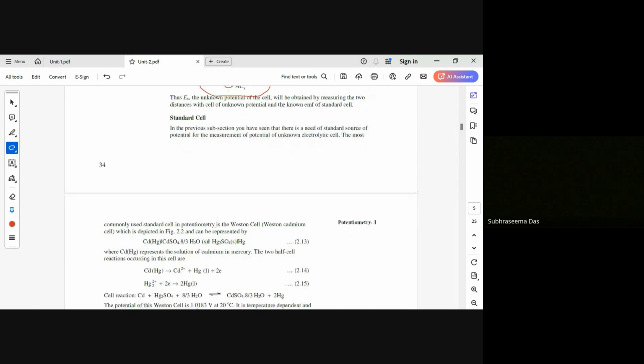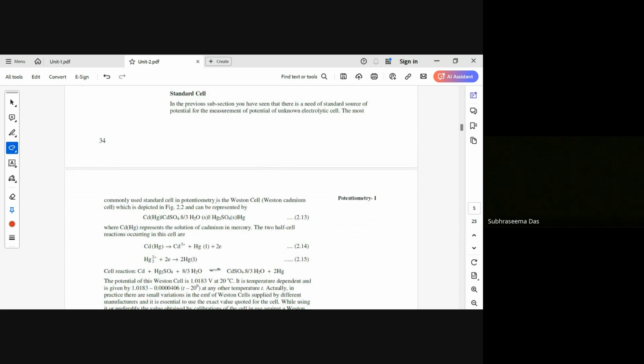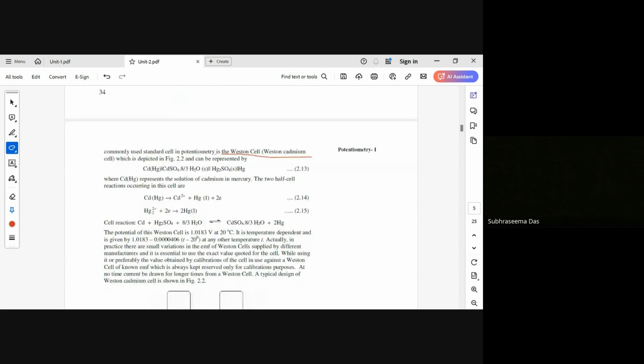Now we have a standard cell. The most commonly used standard cell in potentiometry is the Weston cell, commonly called the Weston cadmium cell. This cell is a standard for measurement in potentiometry. It is given by this notation: Cd(Hg) | CdSO4·8/3H2O (solid) || HgSO4 (solid) | Hg.